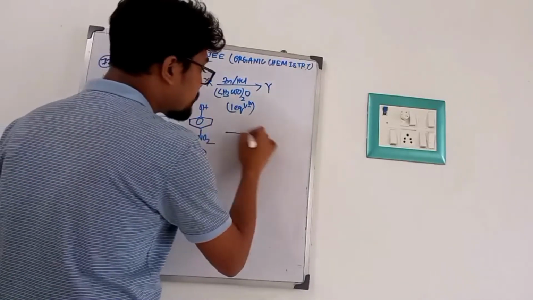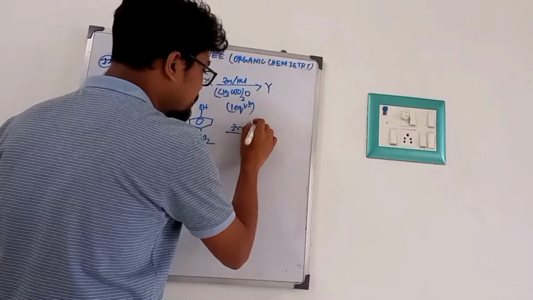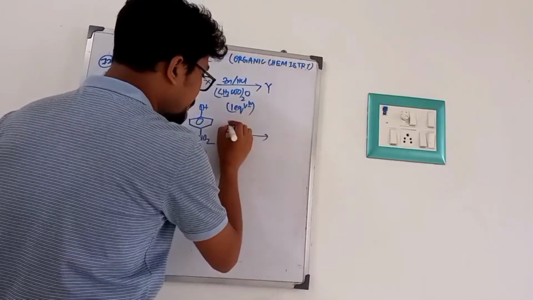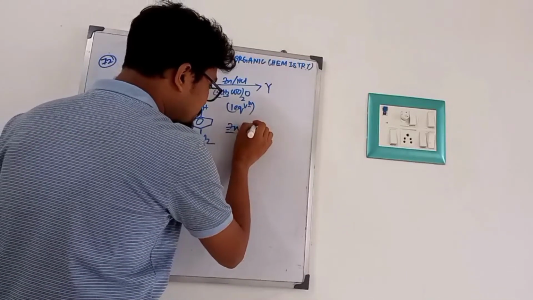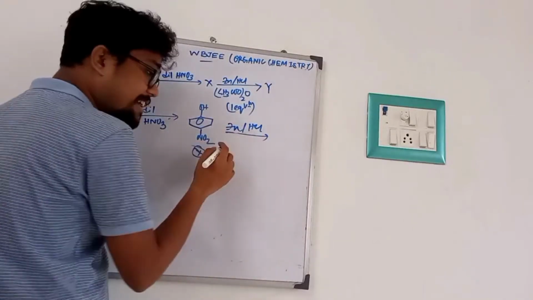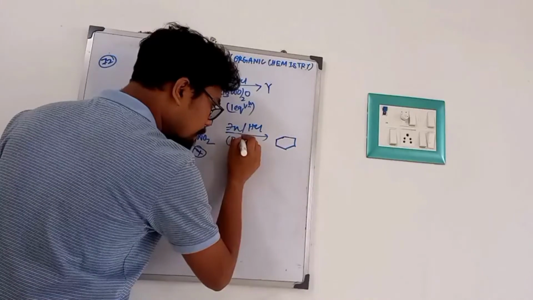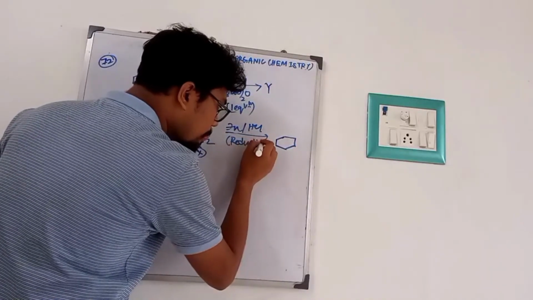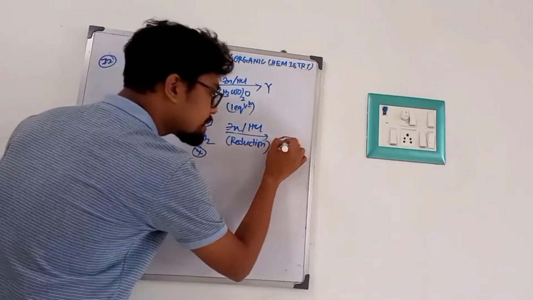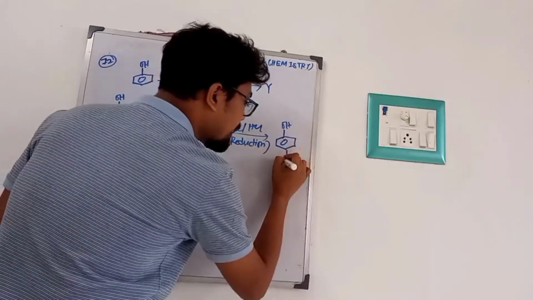After that, what happened? They have zinc metal in HCl. If we add metal and HCl to the nitro product, we get a reduced product. That means reduction will take place, and we will have NH2.